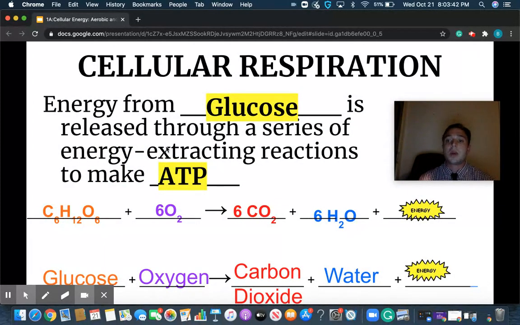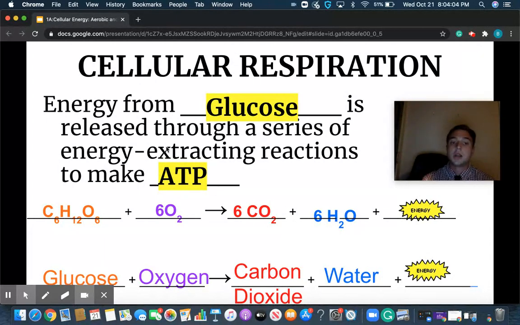So now the process that goes over glucose being broken down into smaller subunits or smaller reusable forms is specifically called cellular respiration. And this is a process that occurs all the time within our bodies. And again, it is an energy extracting reaction that allows the breakdown of glucose into ATP.